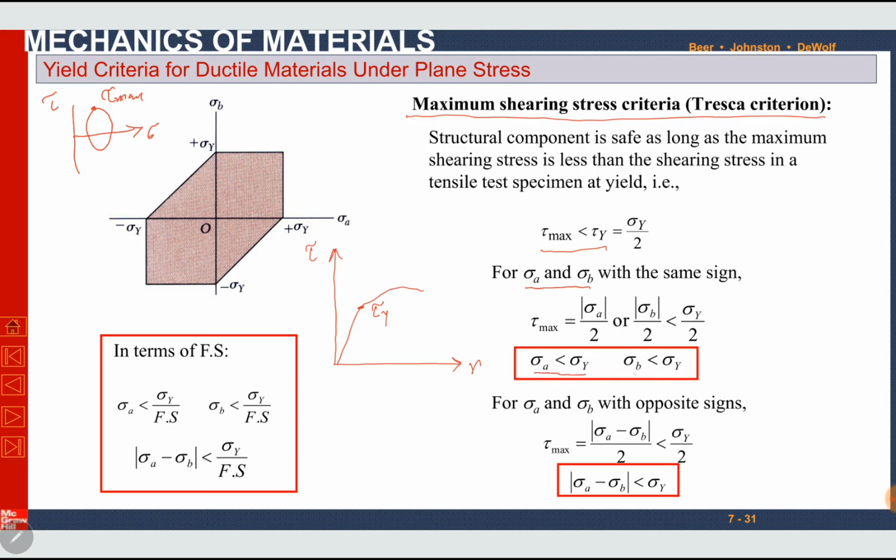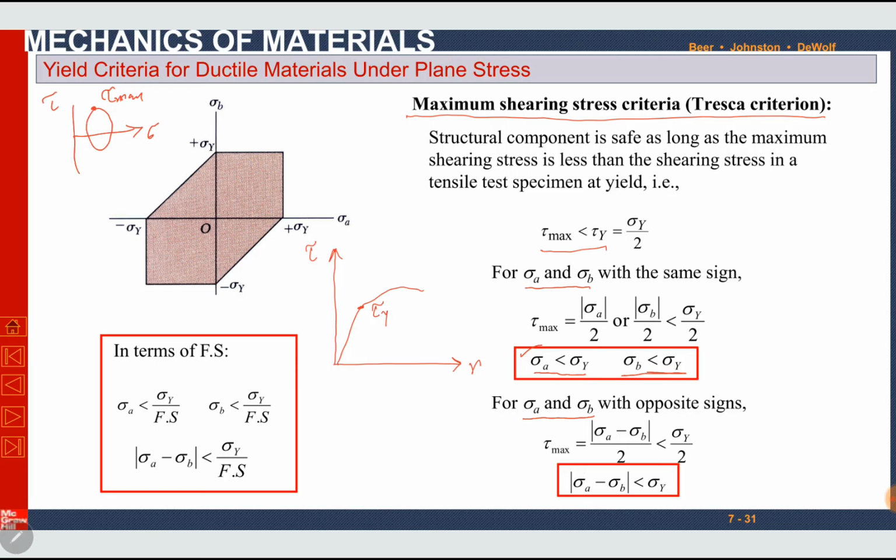Sigma A should be less than sigma Y, sigma B should be less than sigma Y. Whichever is greater among them, that is applicable. Mostly sigma A is greater. If sigma B and sigma A have opposite signs, (sigma A minus sigma B) divided by 2 should be less than sigma Y by 2, or sigma A minus sigma B should be less than sigma Y.